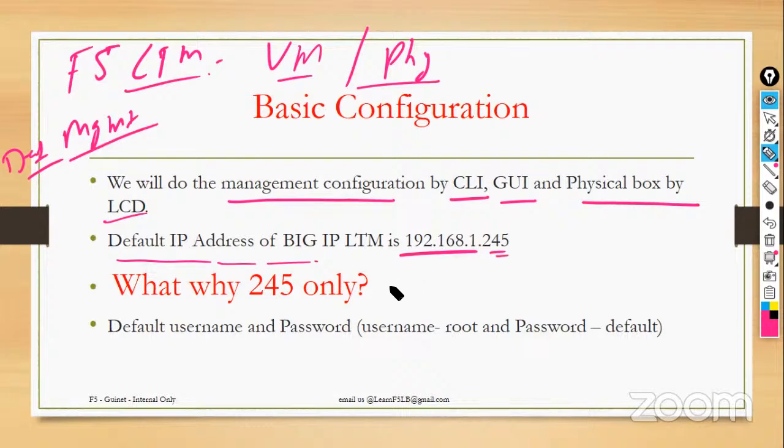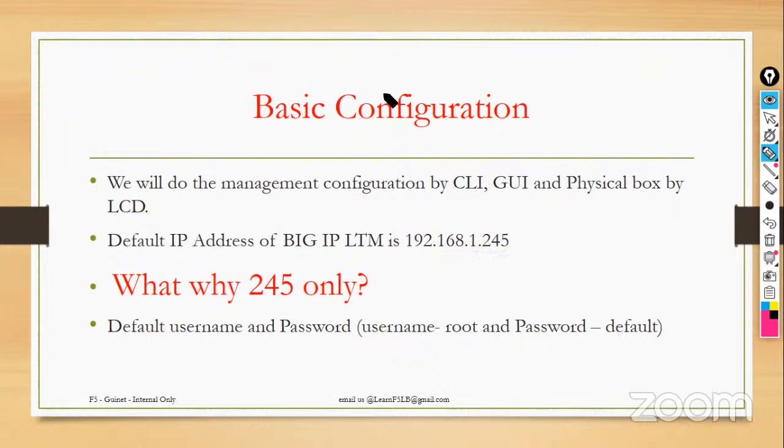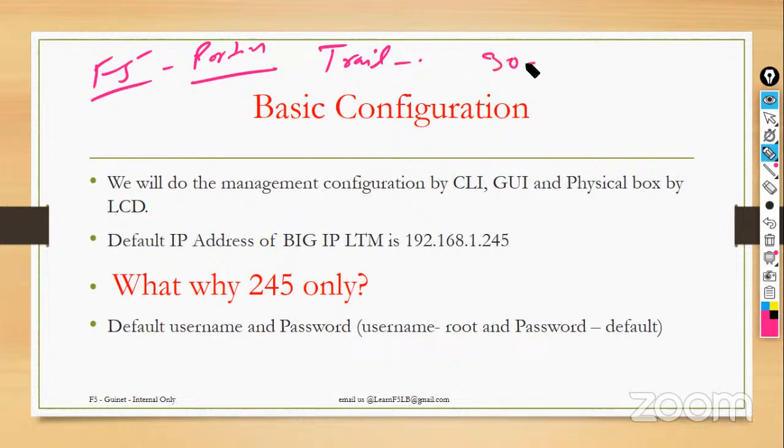The question is why we have 245 only. Everything we will discuss, including what the default username and password are. For that, everyone needs to register an account on the F5 portal. Guys, if you are not talking, can you please mute yourself? On the F5 portal you need to register yourself for the trial license. F5 gives a trial license for 30 days, but it will give you two keys, so you can use it for 60 days.